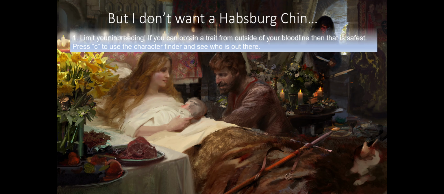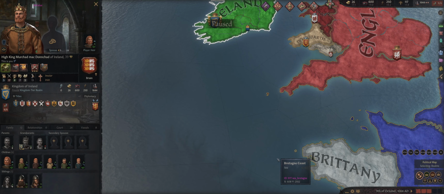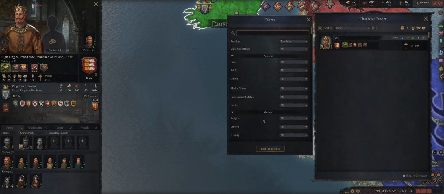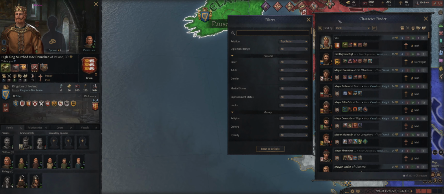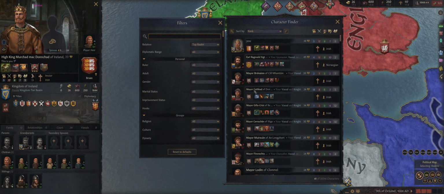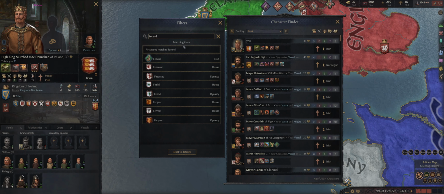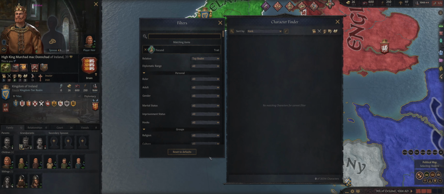So I'm just going to very quickly switch back over to the game just so that we can look exactly at that. I think I've possibly shown this before, but for the sake of argument, if you press C, you will get the character finder. And this is a very cool tool, very useful, in fact, especially if you're looking for people to breed with. Now, bear in mind, we're normally looking for traits. So let's say we want to look for fecund. You can just type the name of the trait in here and then select it. So you can see there's nobody in my top realm.